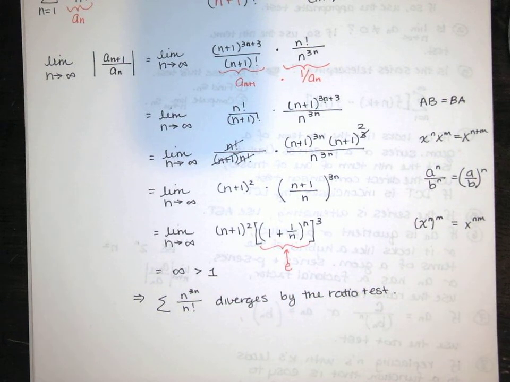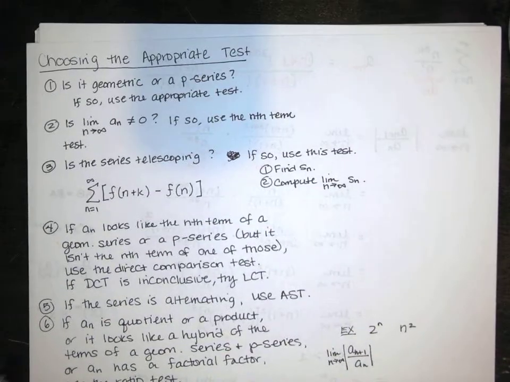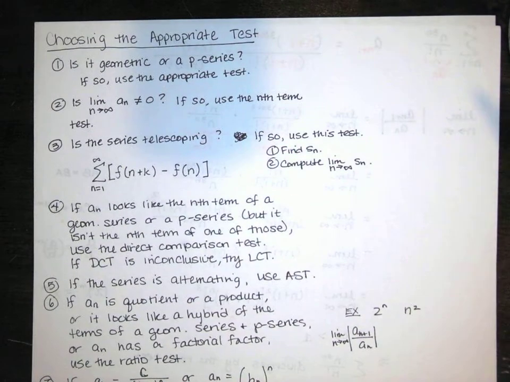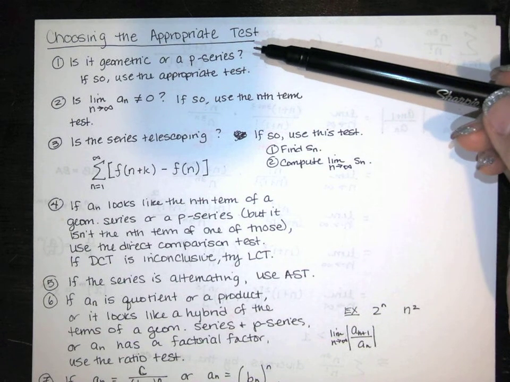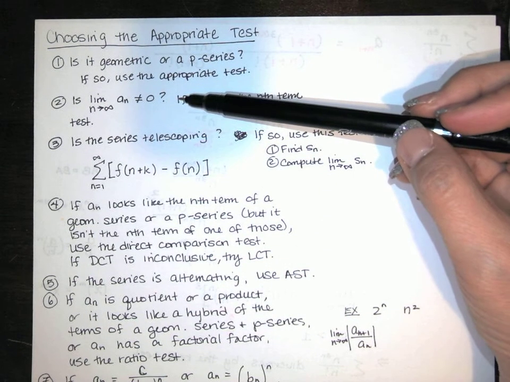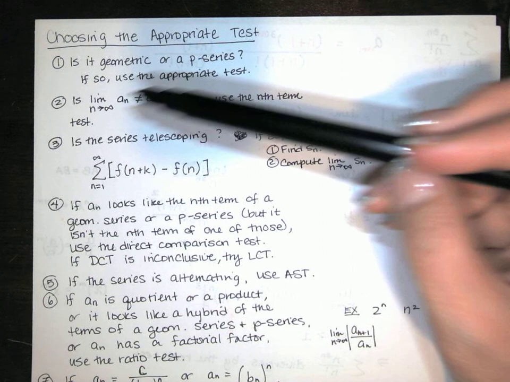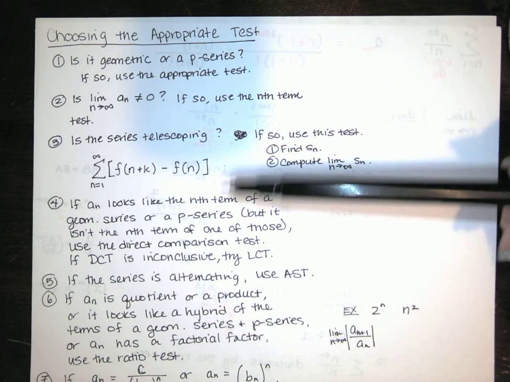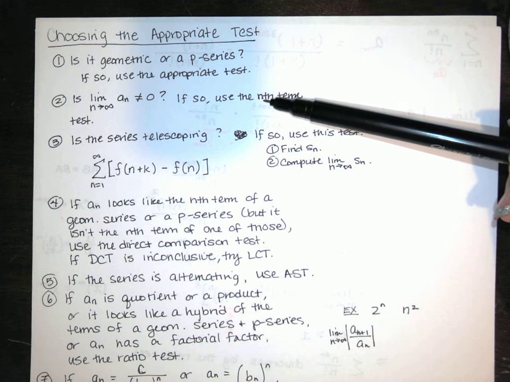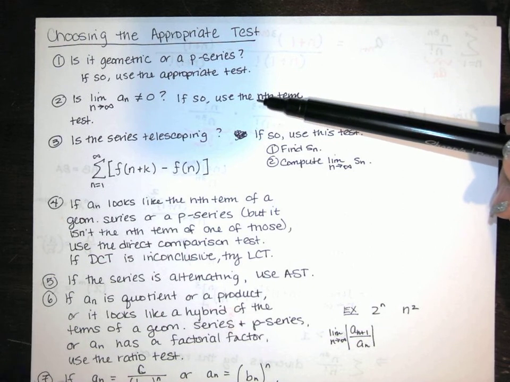Okay guys, that's it for this video. Here are our tests. Ask yourself, is it geometric or a p-series? If so, use that test. Is it obvious that the nth term is approaching a number that's not 0? Then use the nth term test for divergence. If computing that limit in your head is too much, go ahead and skip that one. It's not going to be the most efficient way.